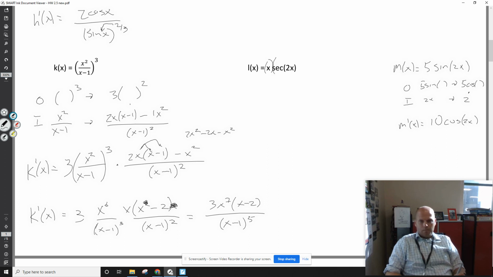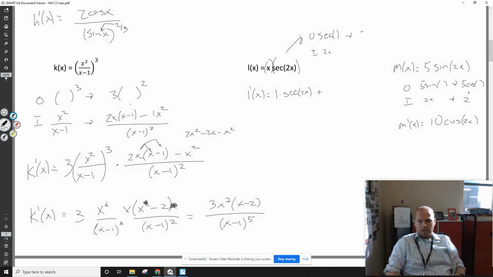Now, this one is more complicated because it's a product and it's a chain. Because they're x's, I have to use the product rule. I guess this is L prime. So I have the derivative of the first times the second plus the derivative of the second. Now, to do the derivative of the second, we need to use O's and I's.